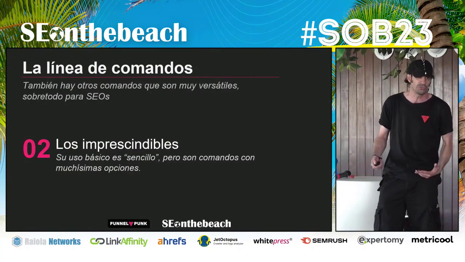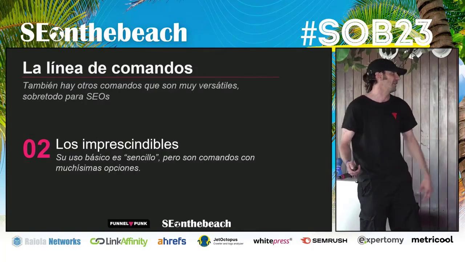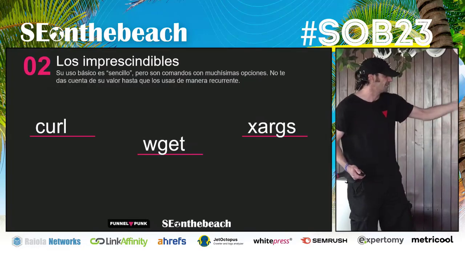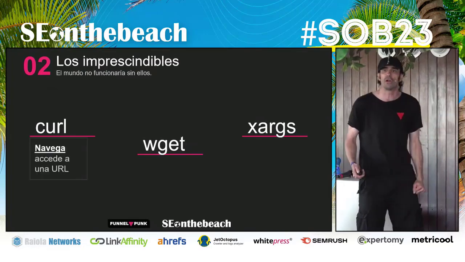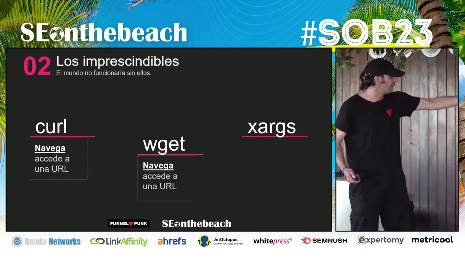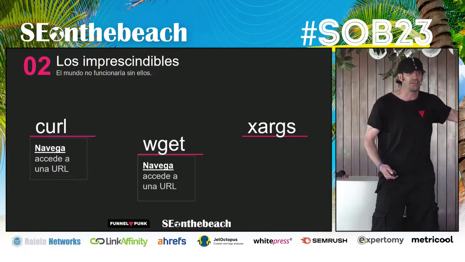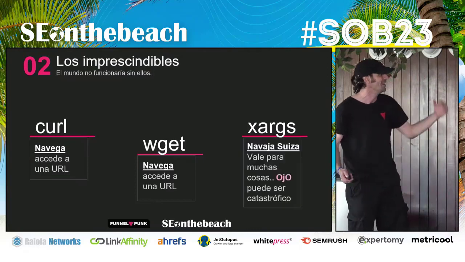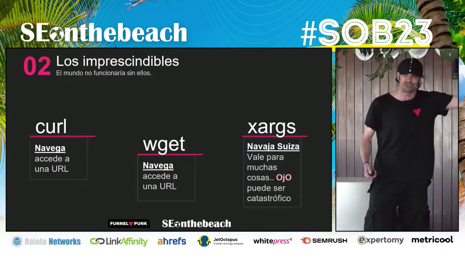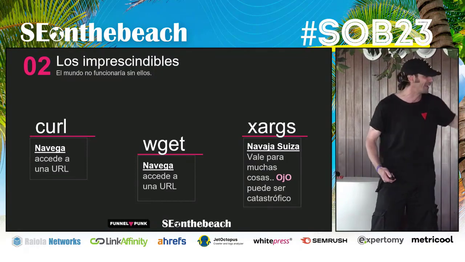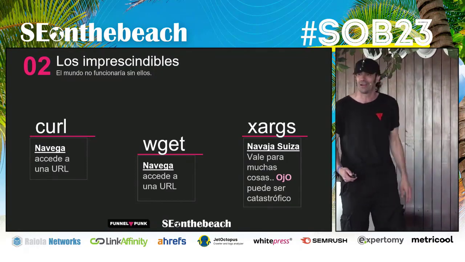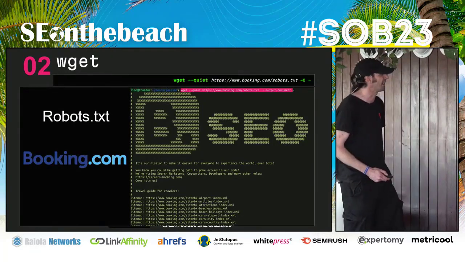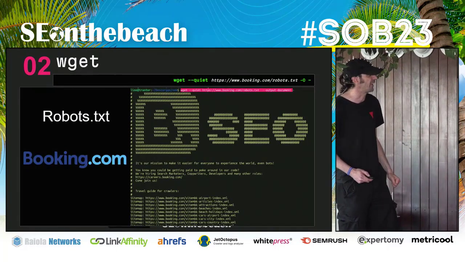The second important thing is the essentials. Their use is easy, but there are commands that have a lot of different options. Here we have curl, wget and xargs. Curl is for navigating and accessing URLs, wget to navigate and access URLs, and xargs is like a Swiss Army knife, so it's used for different things, but careful because it can also be catastrophic.